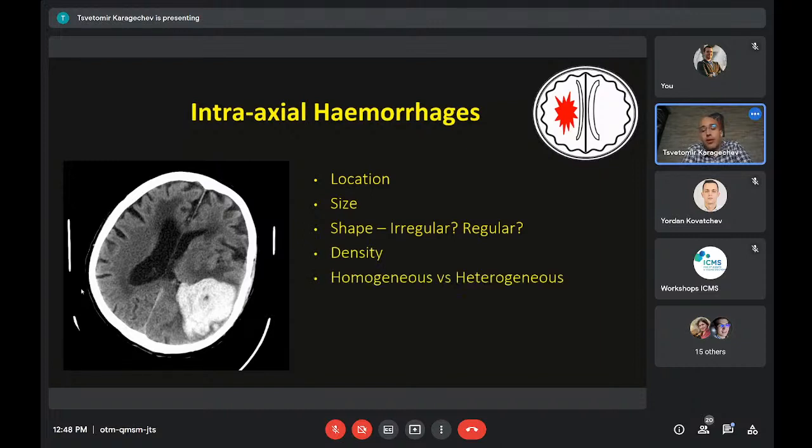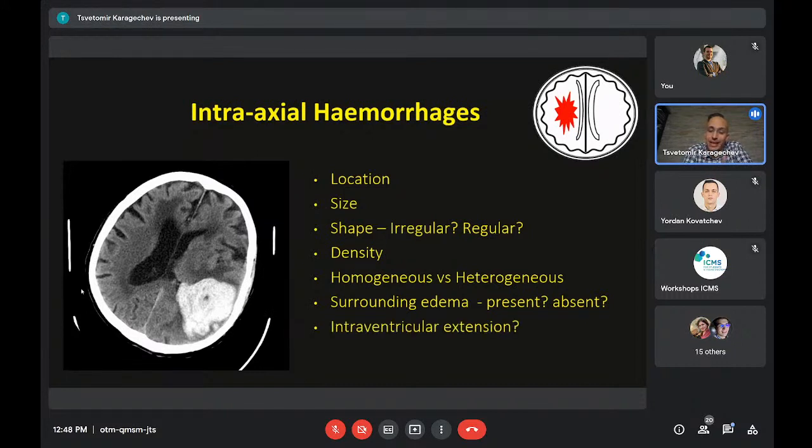The density, is it homogeneous or heterogeneous? The surrounding edema, exactly what Dr. Kovatchev showed you earlier. Is there any edema? What kind of edema? And is there any intraventricular extension or hydrocephalus? Because this can lead to increased intracranial pressure, herniation, and this could be really dangerous for the patient.